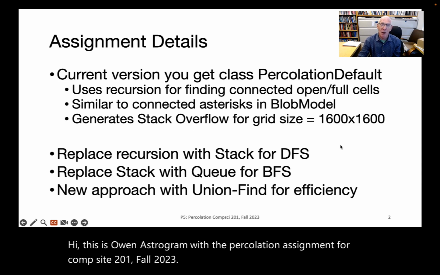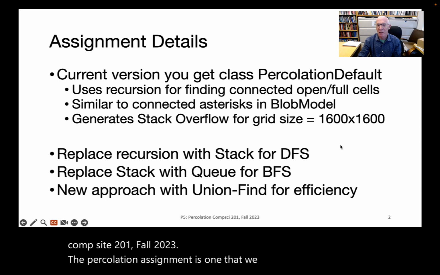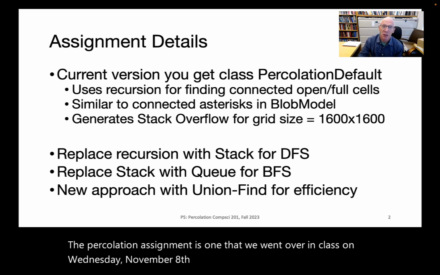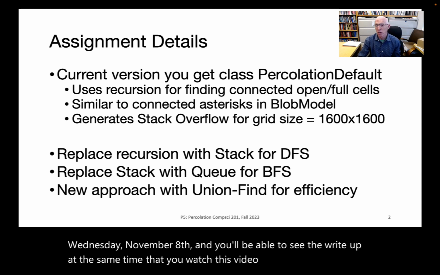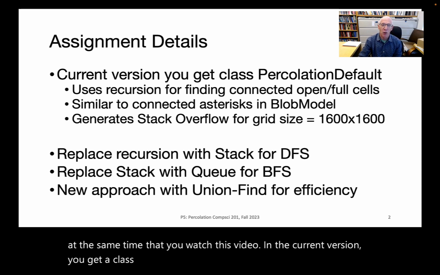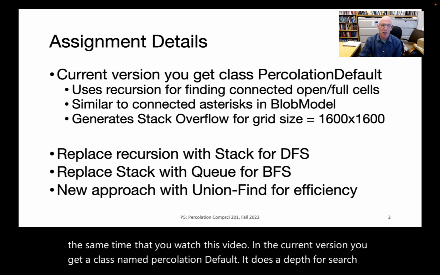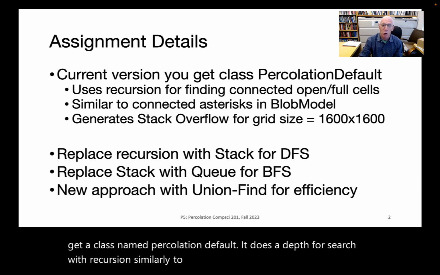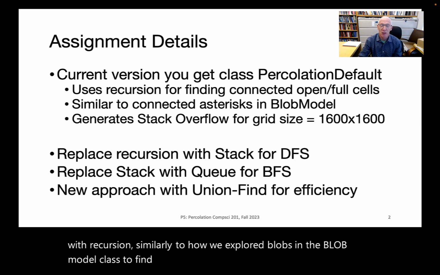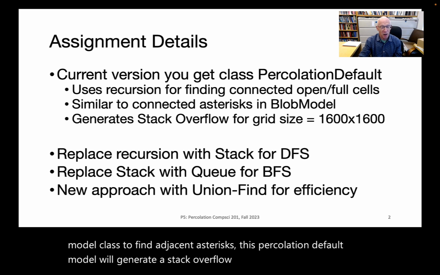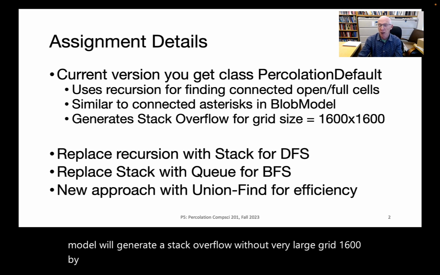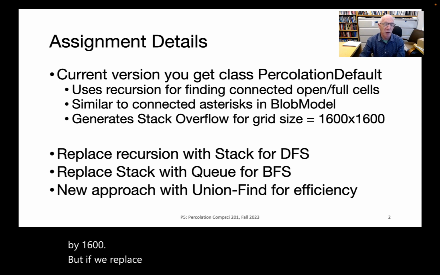The Percolation assignment is one that we went over in class on Wednesday, November 8th, and you'll be able to see the write-up at the same time that you watch this video. In the current version, you get a class named Percolation Default that does a depth-first search with recursion, similarly to how we explored blobs in the blob model class to find adjacent asterisks. This Percolation Default model will generate a Stack Overflow with a very large grid, 1600 by 1600. But if we replace the recursion with an explicit stack, there will not be a Stack Overflow.